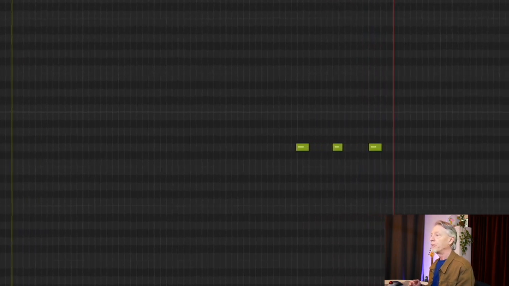1, 2, 3, 4, 5, 6. That's the conventional way we hear 6/8 or any six rhythm. But of course, it's possible to divide six in three groups of two.